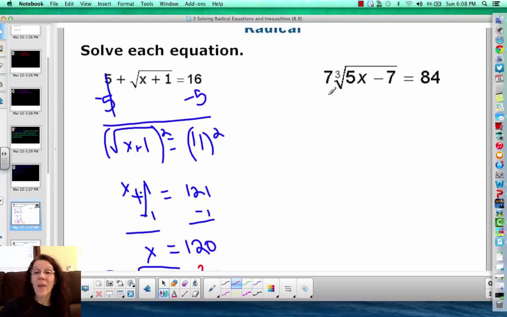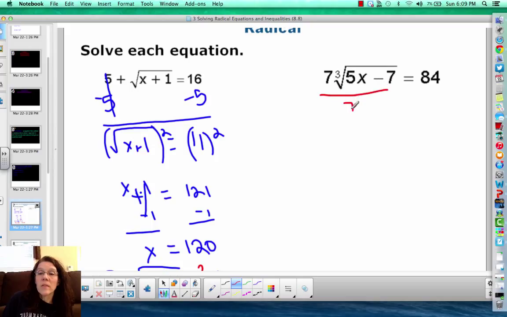Now, this one over here is another problem we need to look at. This 7 is outside of the radical, and we're taking the cube root, so that's going to be important when we're doing this. Now, this 7 is being multiplied. Again, we want to try to get that radical all by itself if we can. So what do we do to undo multiplication? That's right, we divide.